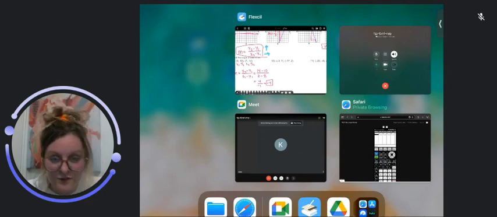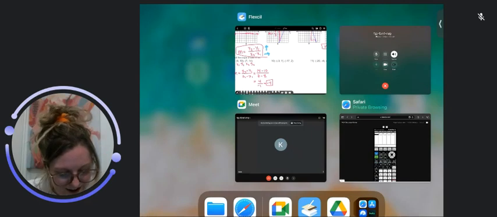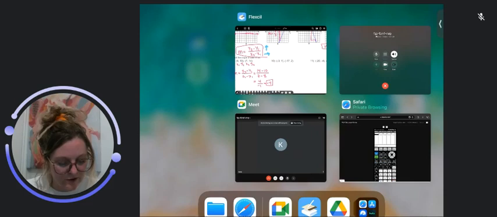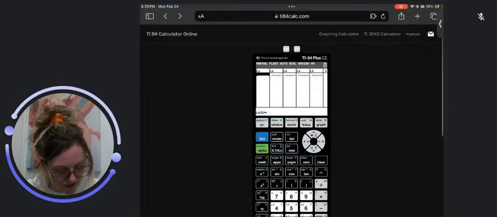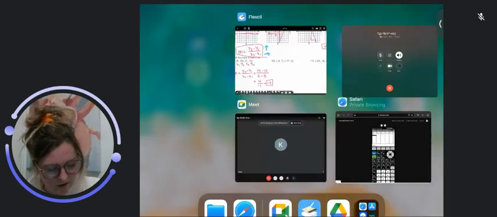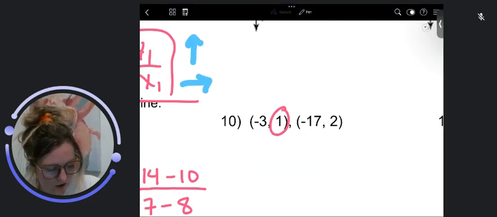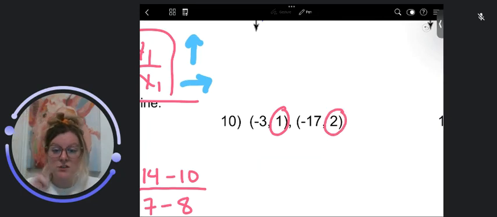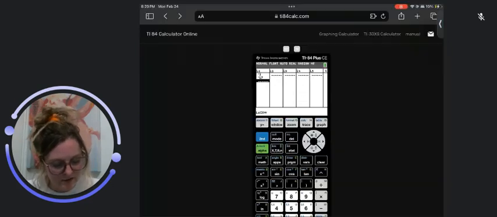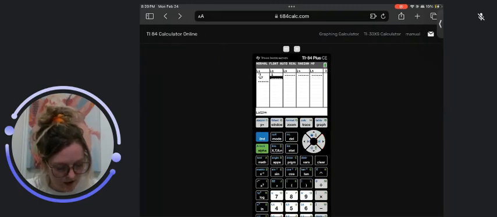Okay, my x values, if you can see it right there, are negative 3 and negative 17, so I'm going to type in negative 3, negative 17, and then I'm going to go to my y values. So again, here are my y values. My y values are 1 and 2, so that's what I'm putting into my second column. So I'm going to tab to the right, and I'm going to put 1 and 2.